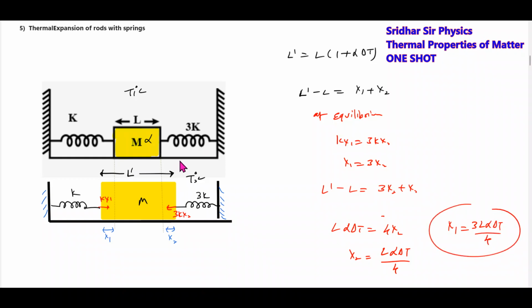Okay, fine. So these small ideas are very important. Here we have supplied heat, and because the temperature increased, both springs will not have the same compression. They will have different compression.